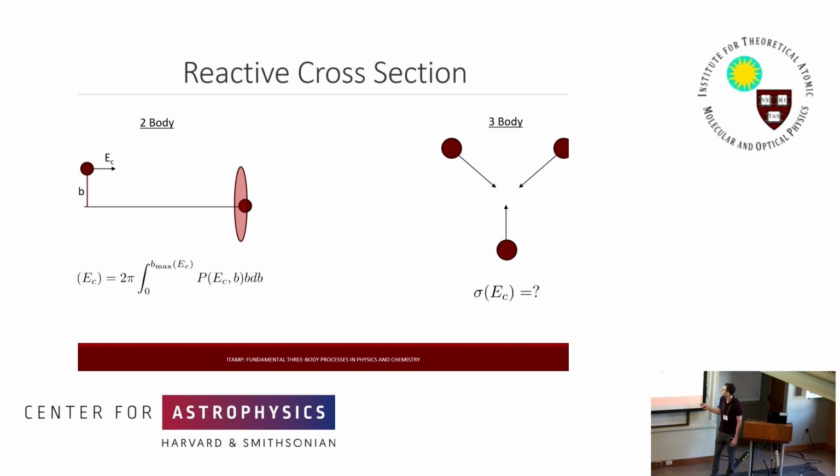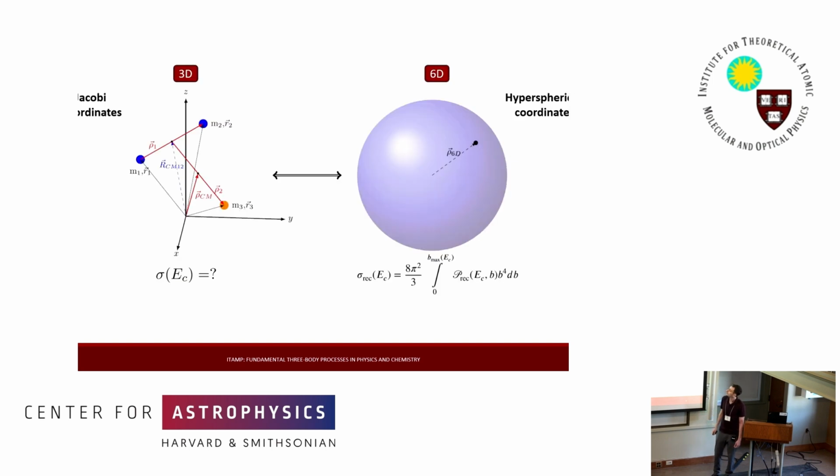However, when you go to a three-body case, things get confusing really quickly. There's no trajectory axis, as in the two-body case, to define an impact parameter, and therefore it's difficult to describe or define a cross-section. So the way we do this is by moving from the three-dimensional space to a six-dimensional space. The reason we do this is because in the six-dimensional space, we have a really easy expression for the recombination cross-section.